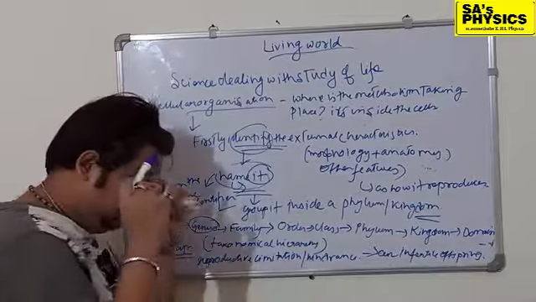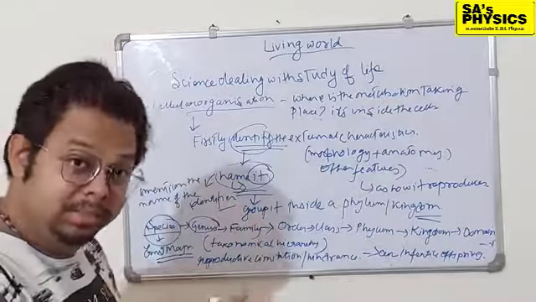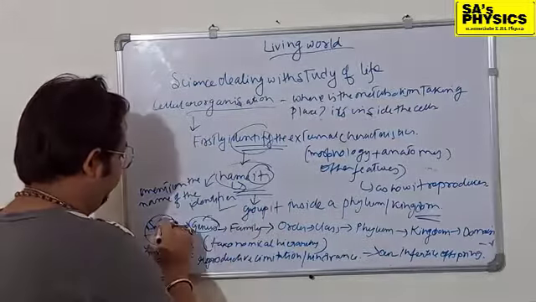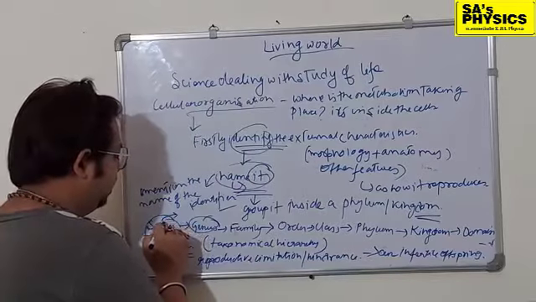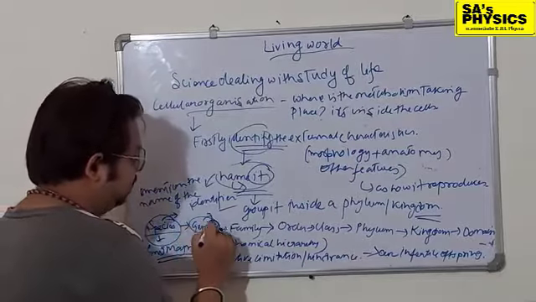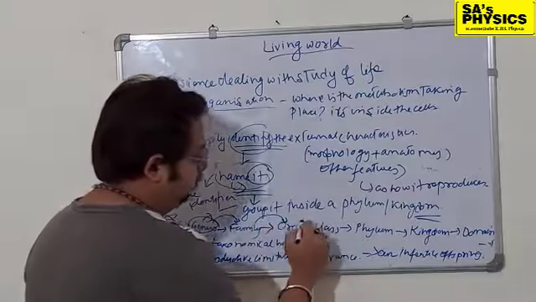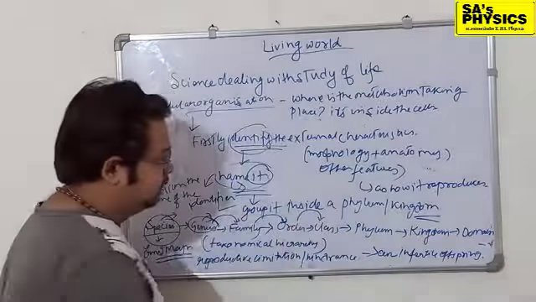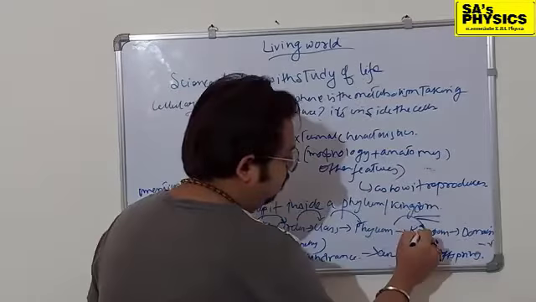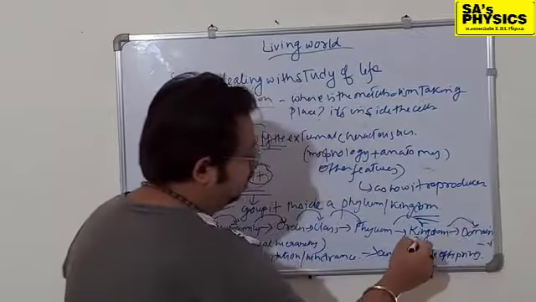Then we have genus. So we have similar species coming under the genus. So we have organisms coming under species, similar species coming under genus, similar genus under one family, family to order, orders come under class, phylum, kingdom, and domain.